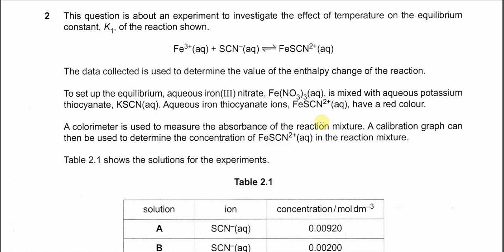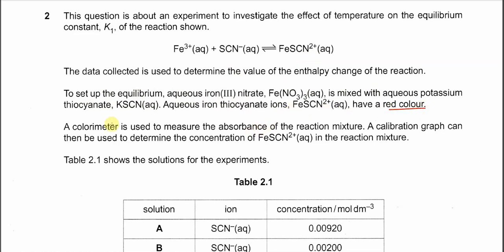Question 2. This question is to investigate the effects of temperature on the equilibrium constant K1 between these species: iron(III), thiocyanate, and iron thiocyanate. To set up this equilibrium, aqueous iron(III) nitrate is mixed with aqueous potassium thiocyanate, and the product, the iron thiocyanate ion, is red in color.